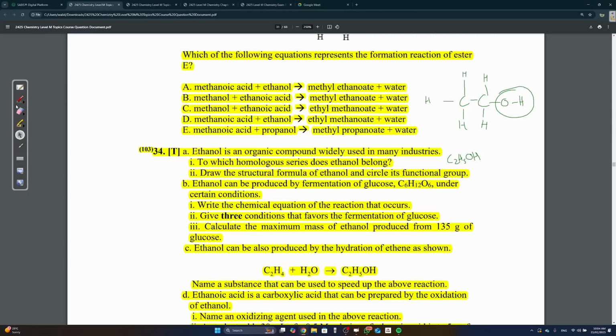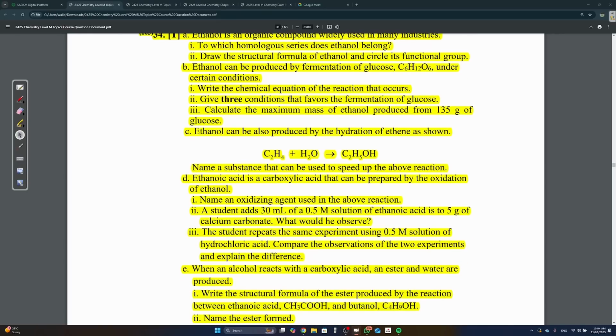There you go. Ethanol can be produced by the fermentation of glucose, C6H12O6, under certain conditions. Write the chemical equation of the reaction that occurs. Remember, fermentation, how was it? It's glucose being broken down to produce ethanol and carbon dioxide, right? CO2. And then if you balance it, I think it's 2 and 2. And then you get 2 here, 4 here, 6. Yeah, it's balanced. It's 2 and 2.